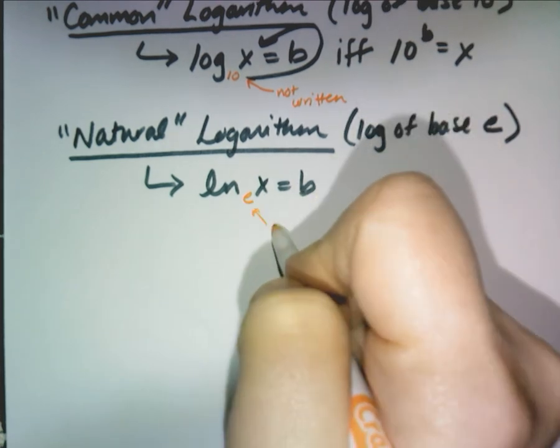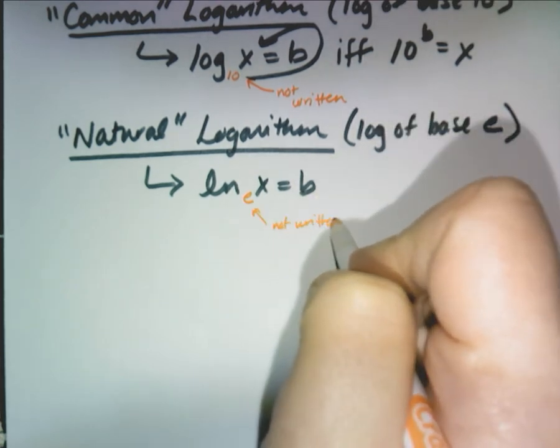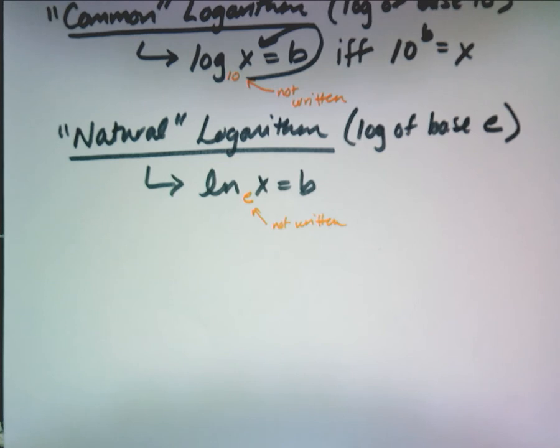Again, not written. What does ln stand for? It actually stands for some Latin word like logarithmic naturalis or something. It's very interesting, but that's what they changed it to. Instead of writing log e, they wrote ln. And I didn't make it up. It's just what they did.